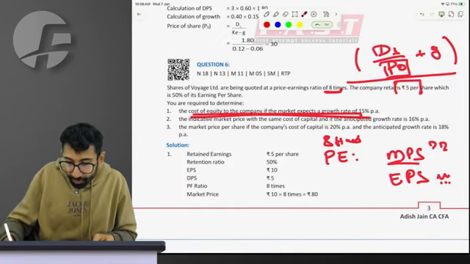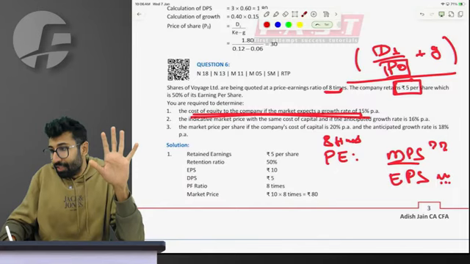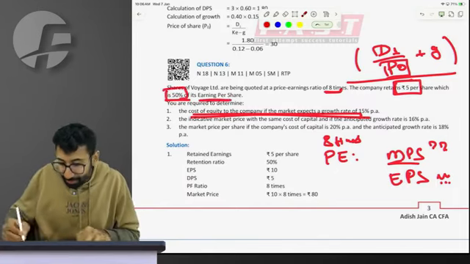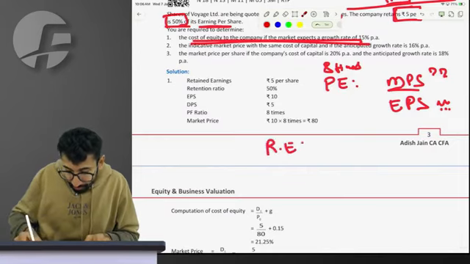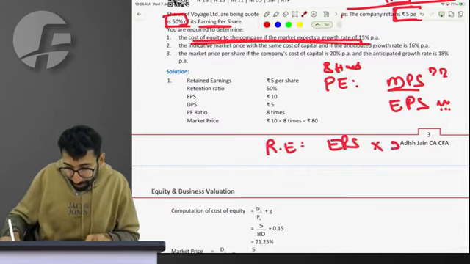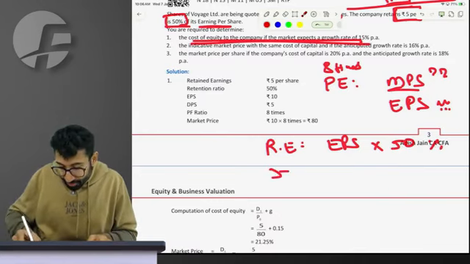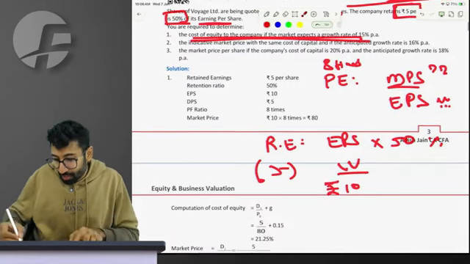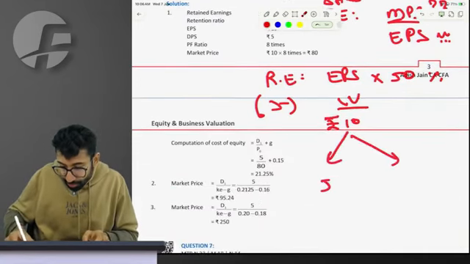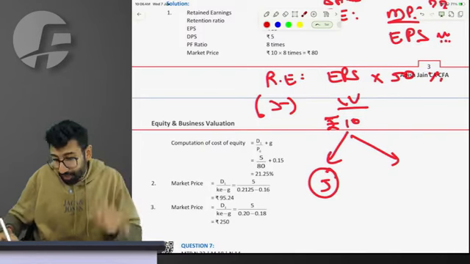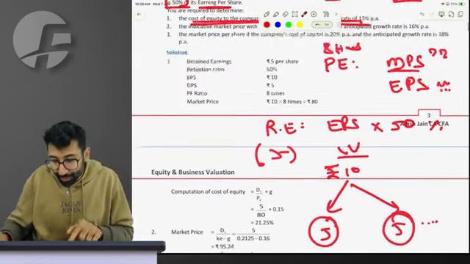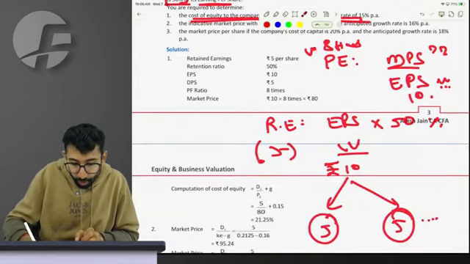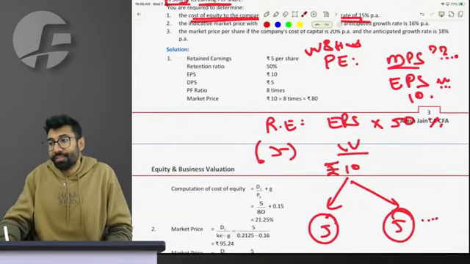Sir, I have been given the retained earning of 5 rupee, which is 50% of my EPS. So I know retained earning is equal to EPS multiplied by 50%. So if this is 5 rupee, can I find EPS? Yes, sir, EPS will be rupee 10. Of that EPS, if retention ratio is 50%, which is 5 rupee, then the rest of the 5 rupee is the dividend amount. So dividend of 5 is clear, EPS of 10 is clear, P/E ratio of 8 times is clear. That's how MPS is clear.